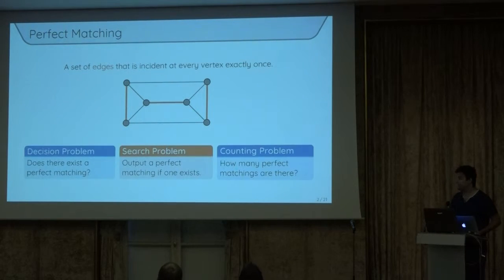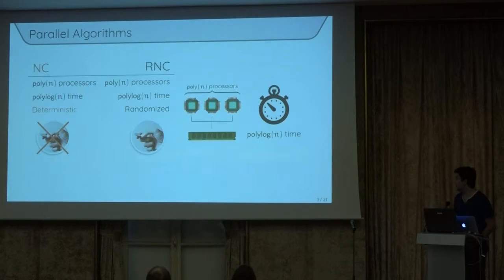And the type of algorithmic questions you can ask about perfect matchings, I've categorized into roughly 3 categories: decision problems, whether or not the graph has a perfect matching; search problem, which is the topic of this talk, which is to find the perfect matching and output it if it exists; and there's also counting, which asks how many perfect matchings there are. Okay? So we are mostly going to be focused on the search problem.